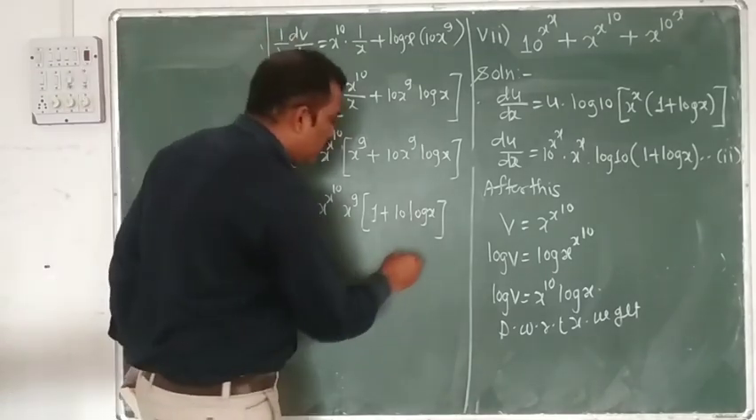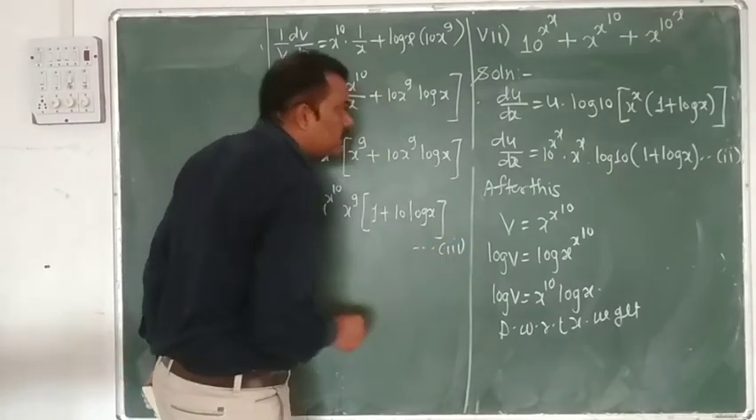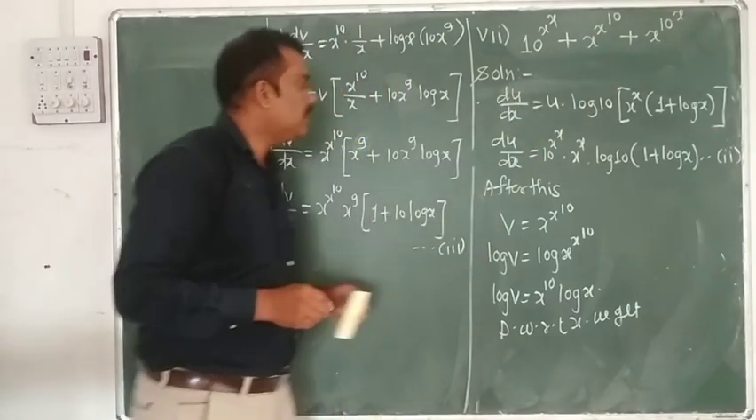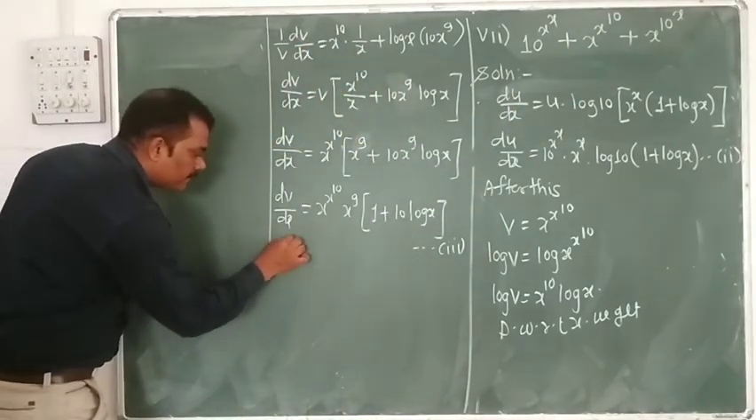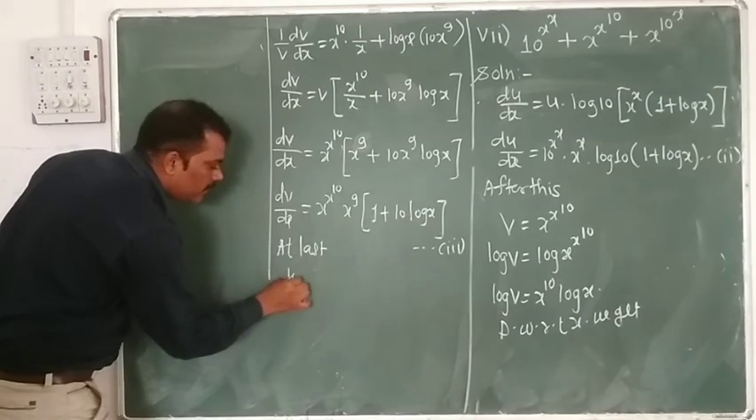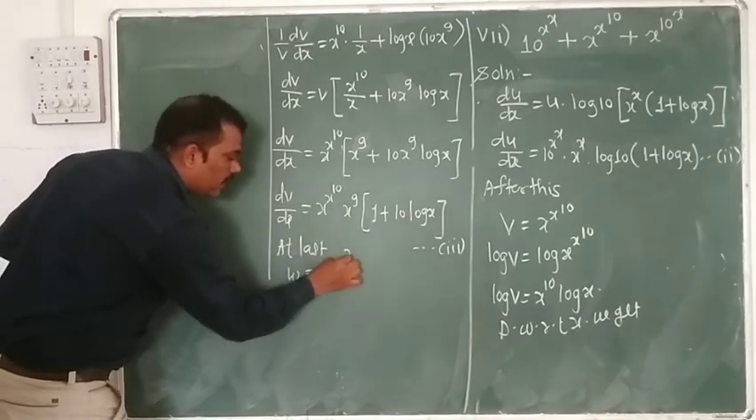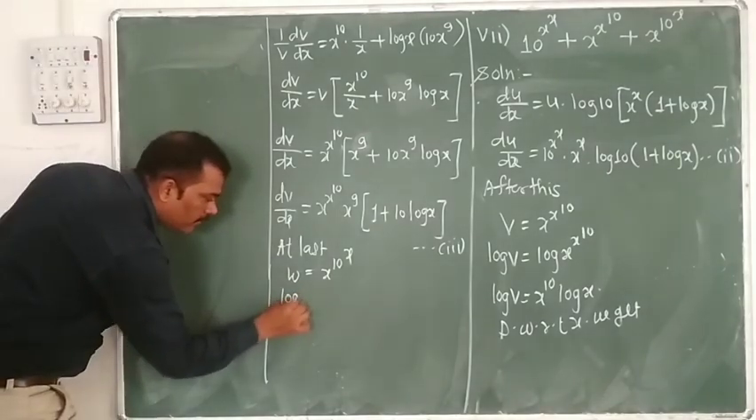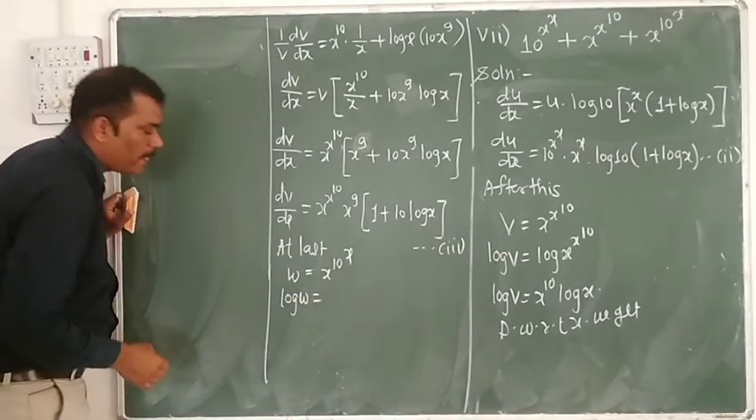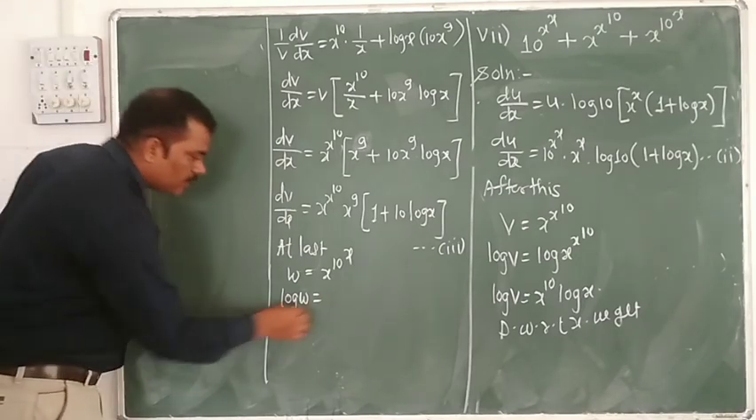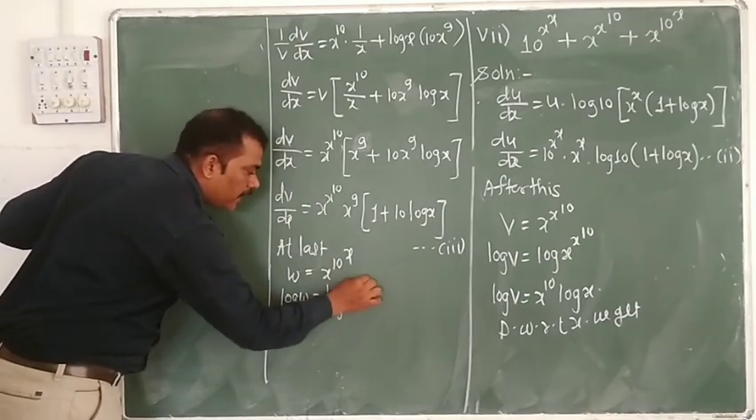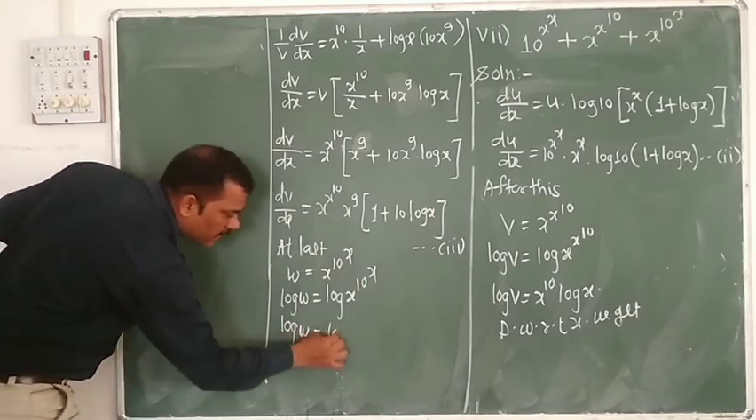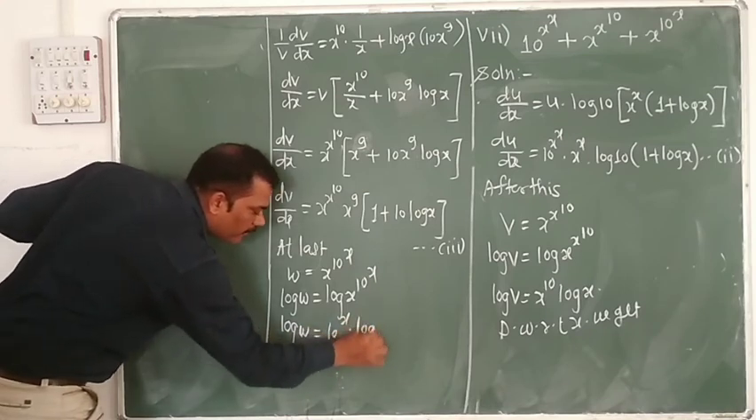Suppose that we have to give the number as a third. Next we have to find the value of dw by dx, so we have to consider w is equal to x raised to 10 raised to x. Here again we have to take the log on both sides, so that log of w is equal to log of x raised to 10 raised to x, so that log of w is equal to 10 raised to x into log of x.